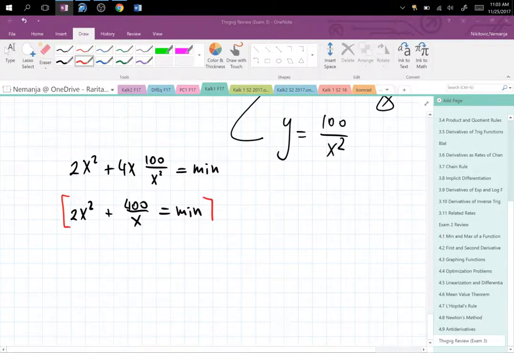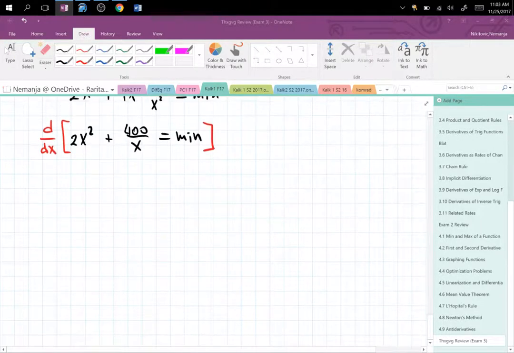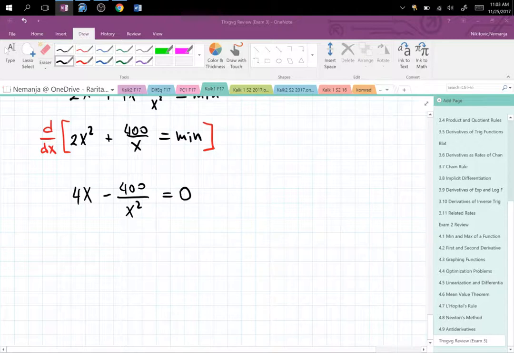And now we differentiate with respect to x because we are looking for the horizontal tangency. Remember, you are looking for a critical point. And this minimum, which is a number, a minimum surface area, will go to 0 when you take the derivative of that. It's a number. So we have 4x minus 400 over x squared equal to 0 when you take the derivative. Right? Okay.